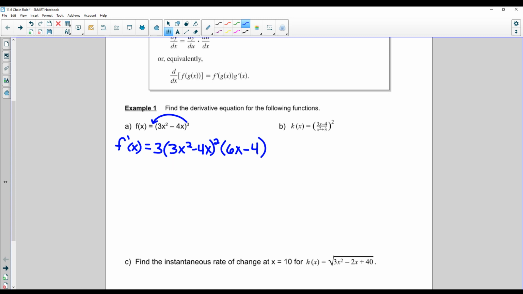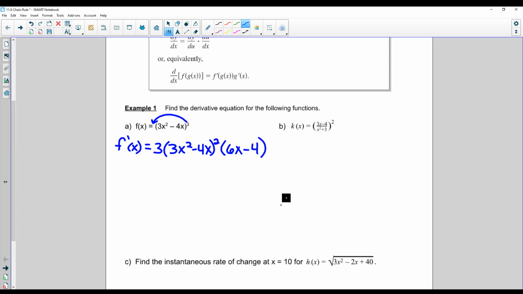And I can clean this up a little bit. Like if you wanted to distribute this 3 to the 6x minus 4, you can do that. I mean, I'm just going to leave it right there. That's it. All they asked me to do was find the derivative. It didn't say simplify or anything. So I'm just done right there. But that's the chain rule. So I say the chain rule like this to myself: derivative of the outer function times derivative of the inner function. That's the way I say the chain rule to myself.